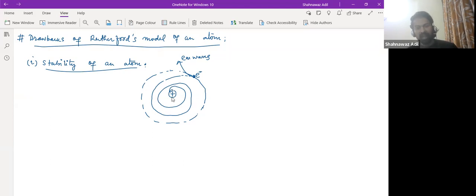But we know now that all atoms are stable, and all the electrons revolve around in particular orbits. So this is contradicting: we can't get the stability of the atom from this Rutherford model of the atom. So this was one drawback, right?